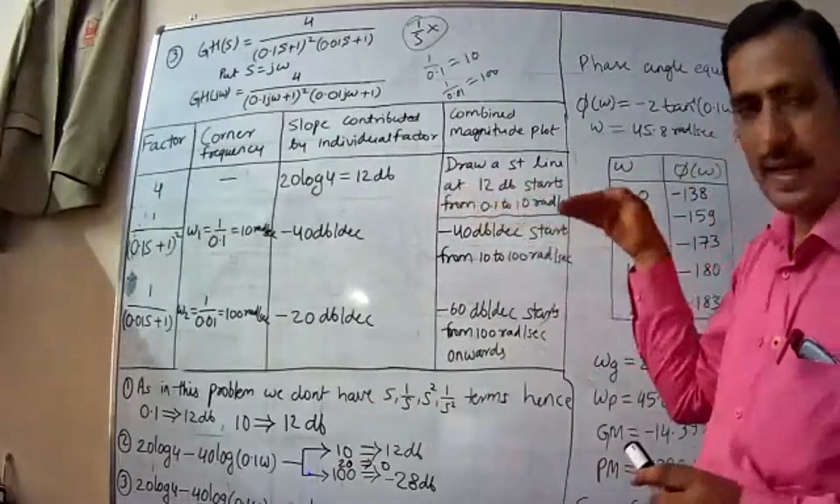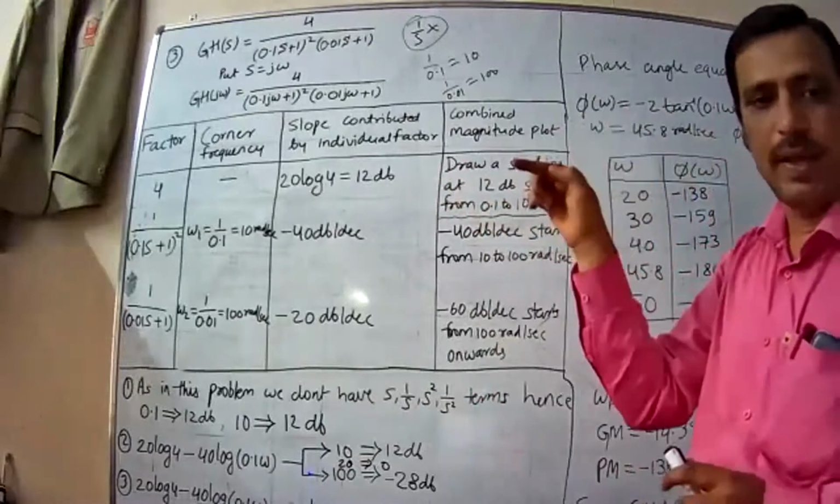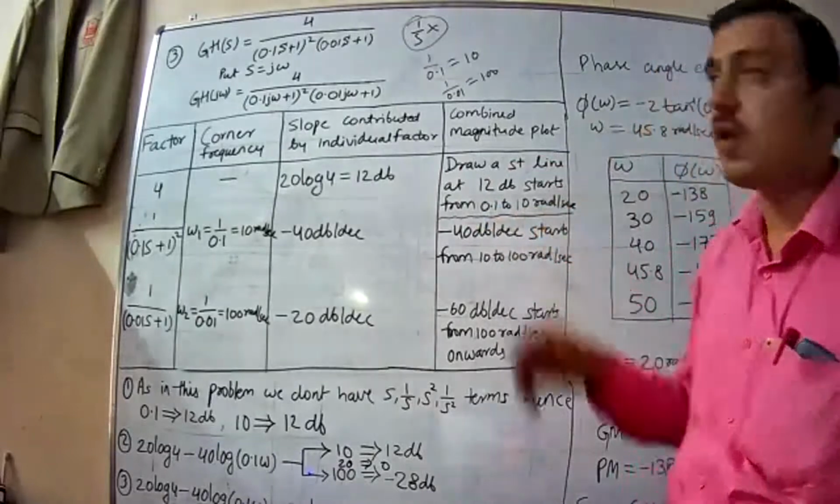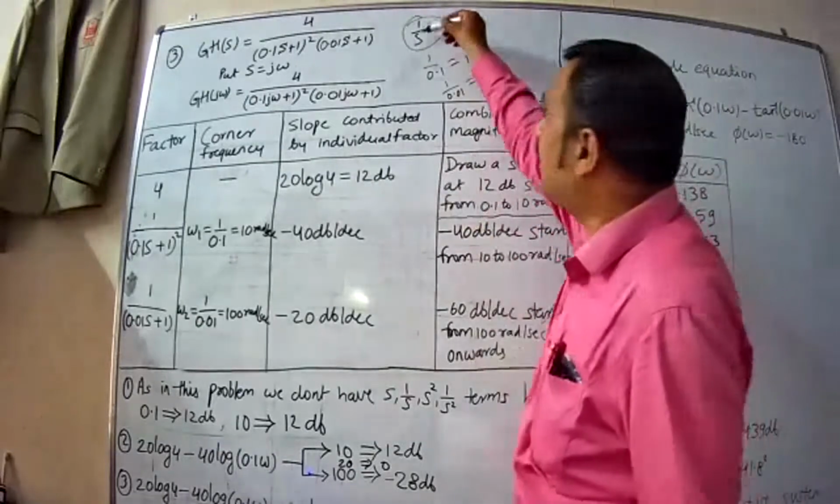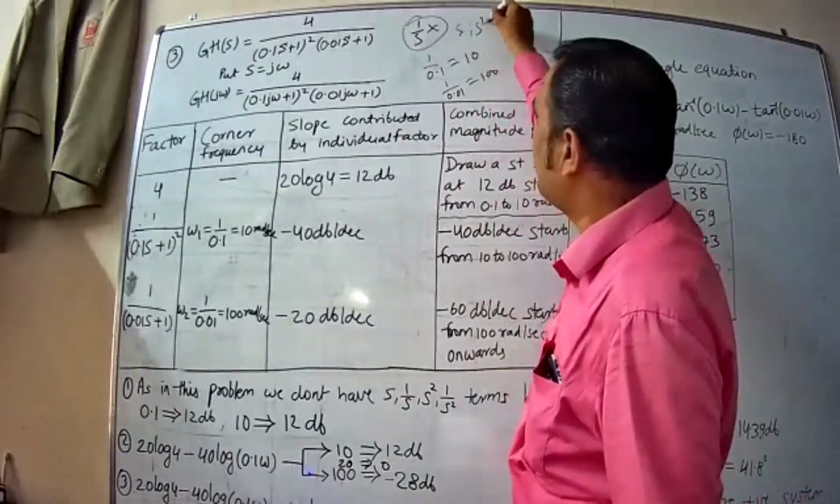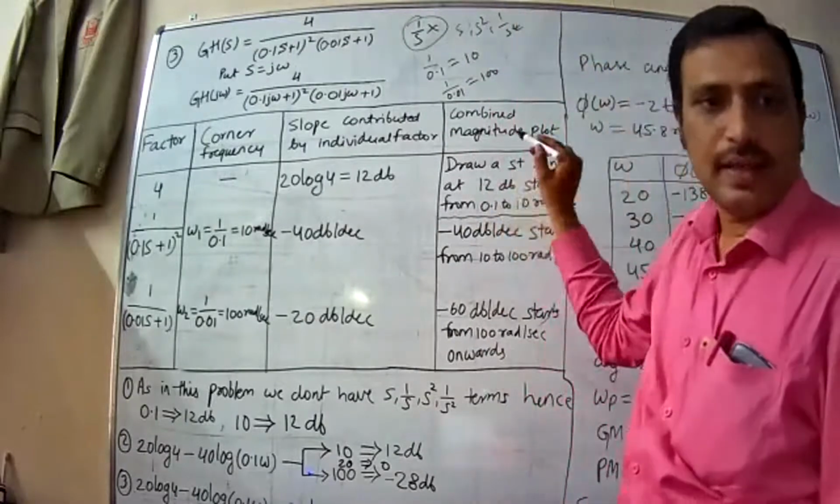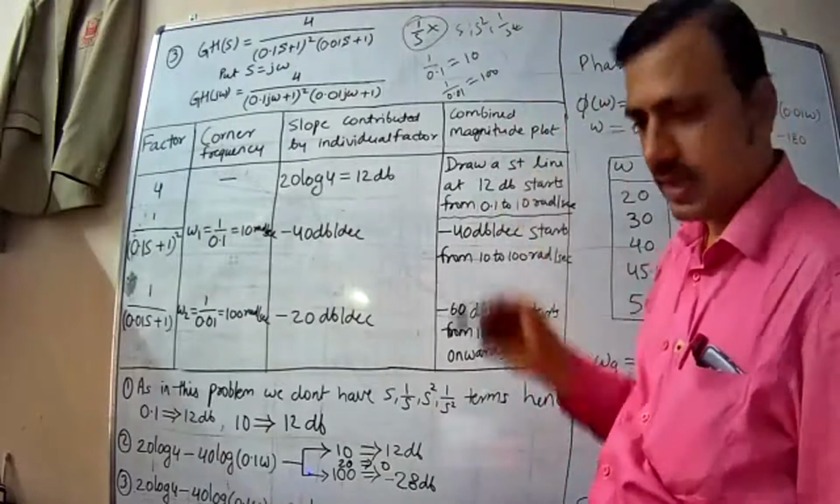We have to draw the horizontal line. That line must be at 12 dB, and start from 0.1 to 10 radian per second, because in this problem the 1 by s square terms are absent. Hence, we have to write this comment here.